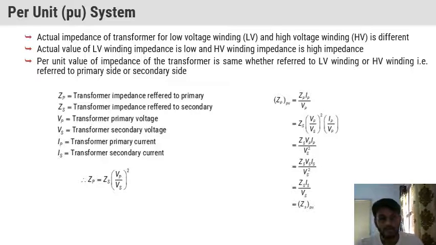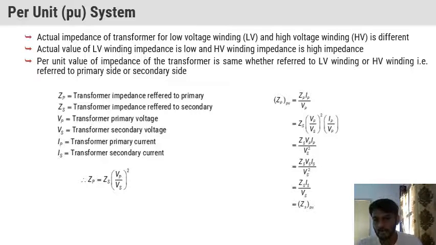So these are some calculations. ZP is the transformer impedance referred to primary, ZS is referred to secondary. These two are the voltages and these two are the currents of primary and secondary respectively. If you have the formula ZP is equal to ZS times VP upon VS, and you use this formula for a per unit system, then what is the original formula of per unit impedance? Power divided by voltage. In place of power we put Z into I, so it is also a power.